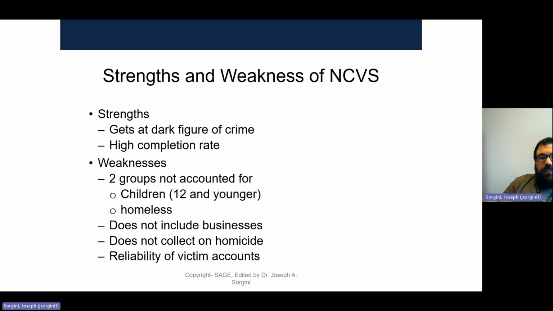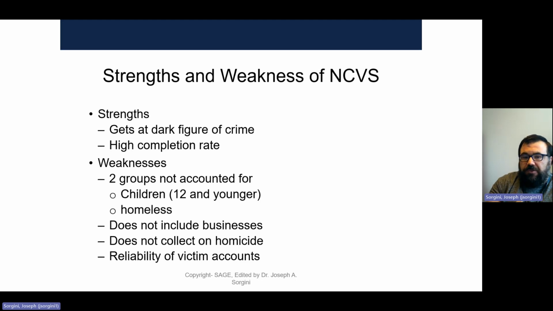It does have weaknesses in the fact that it doesn't account completely for children, for example. We still haven't really done a great job in accounting for children in a lot of our data reporting in criminology. And it also doesn't account for the homeless. How are you able to get access to give them a survey?